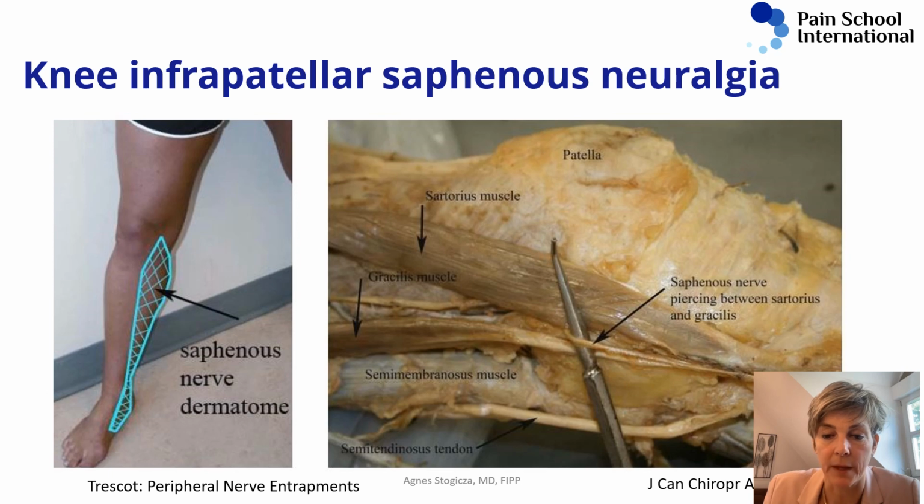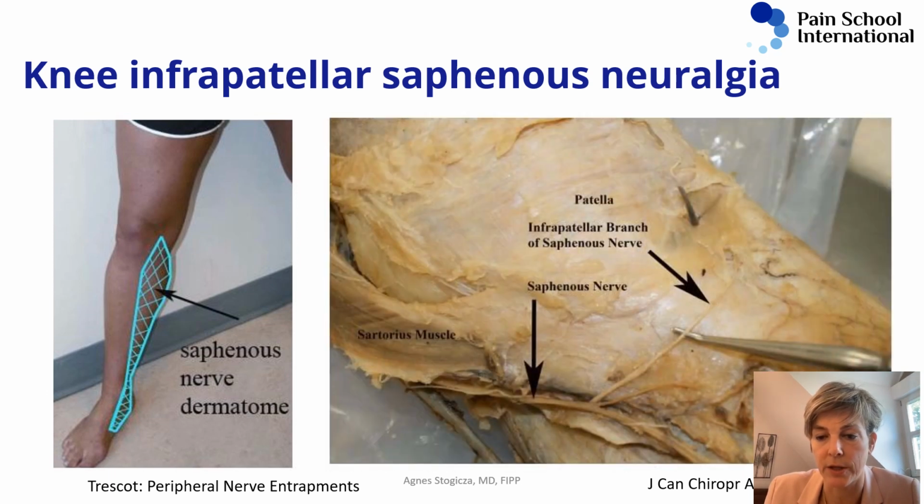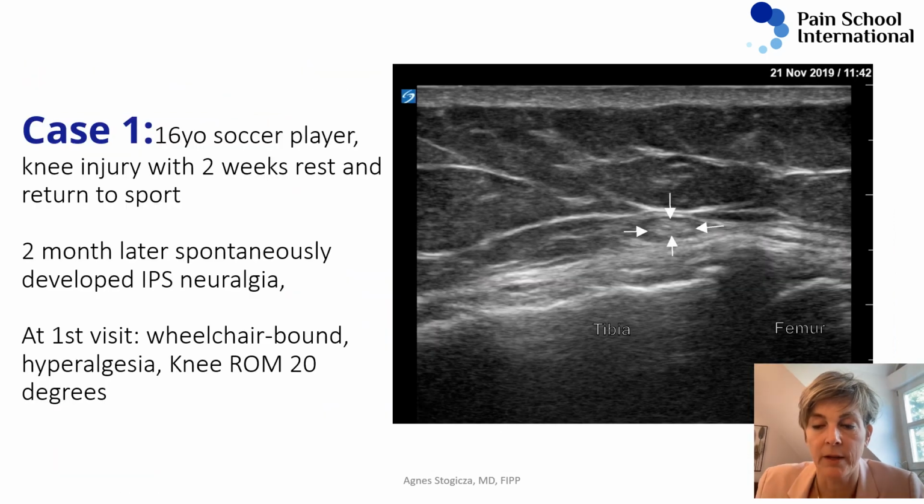So again, here you can see the saphenous nerve coming laterally, piercing through between the sartorius and the gracilis, and then branching, giving off the branch to the infrapatellar saphenous. And when you look at this with ultrasound, you actually can see it. So here's a case. The case is from last week. The image is from years before.